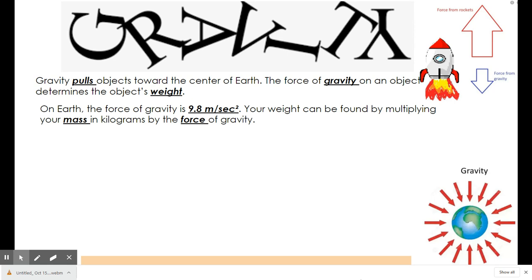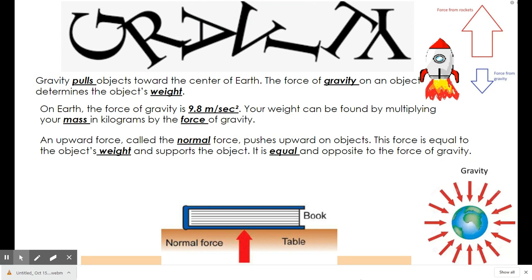Now, if you go to the moon, the force of gravity is less. So you take your mass and multiply it by the moon's force of gravity, and you'll weigh less. Just like if you go to Jupiter, your mass will stay the same, but the gravity is greater. When you multiply there, you'll have a very heavy weight on Jupiter.